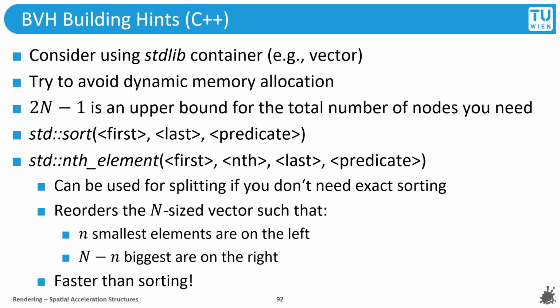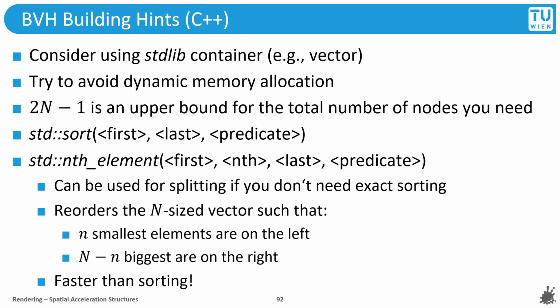In terms of more specific coding hints regarding the BVH building process, here in the context of C++, we recommend using the standard lib containers. For instance, a vector would be a good choice here. Also, make sure to avoid dynamic memory allocation as much as possible. The hints on the previous slides should give you a head start there. And also, you can easily derive an upper bound for the total number of nodes you will need for your BVH tree.